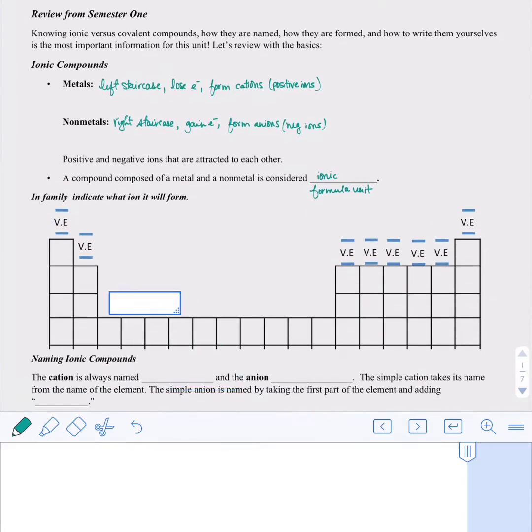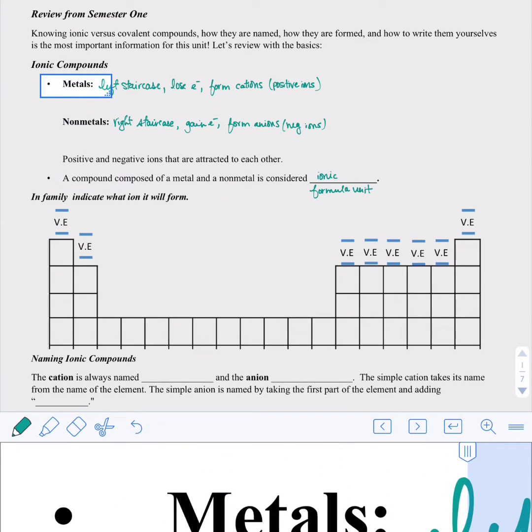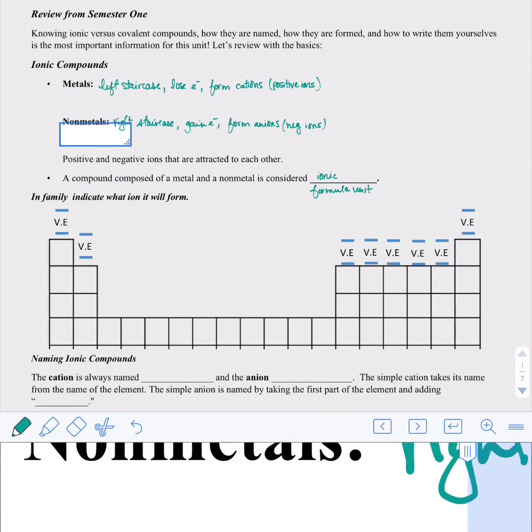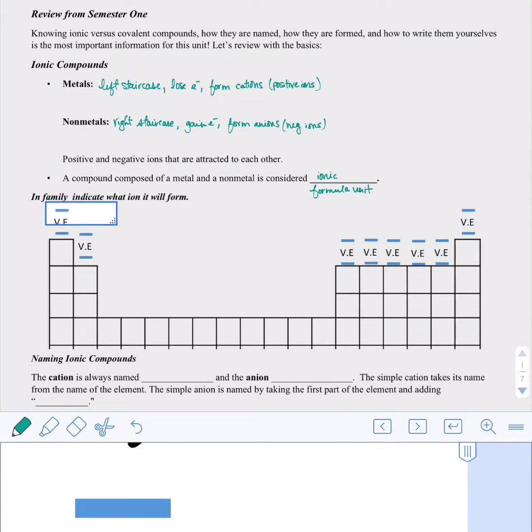Okay, so on our periodic table, we can figure out what charges each ion will form, like +1, +2, +3, -1, -2, -3, to determine what the ion will look like when it forms an ionic compound. So try this on your own really quick. Go ahead and go through and indicate the number of valence electrons in each group, and then tell me what charge each group will form. So go ahead and do that for a second.